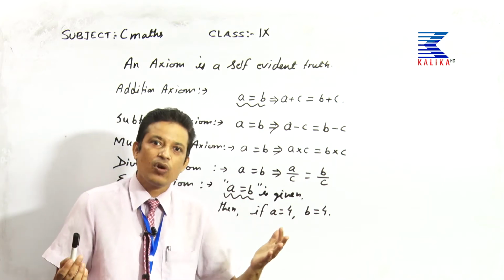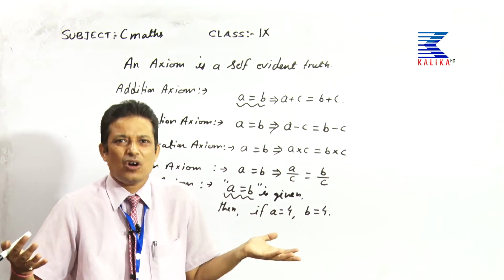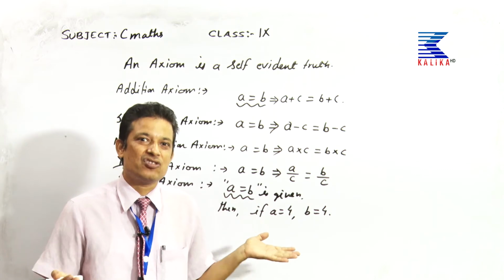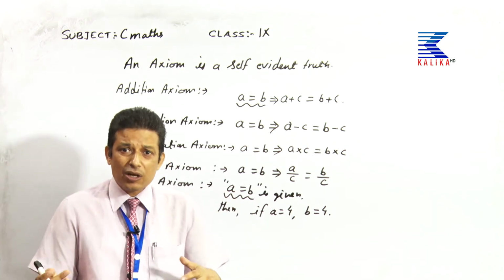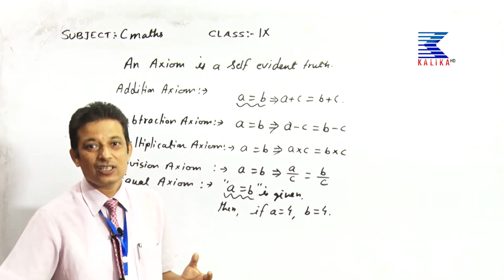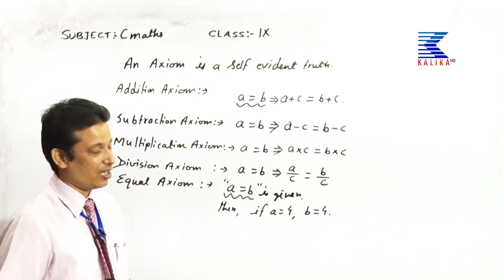A and B are equal. If value of A is 4, it is obvious, we need no proof. This is an axiom. This is why this is an axiom. A and B both are equal. If A is 4, what will be value of B? It is obvious, value of B will also be 4. So, this axiom is known as an equal axiom.